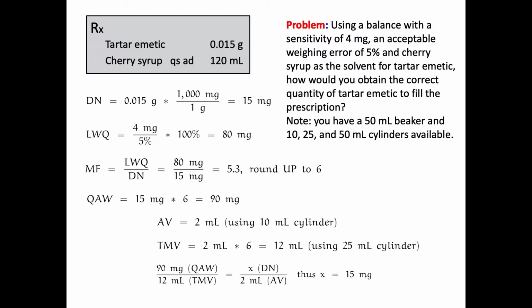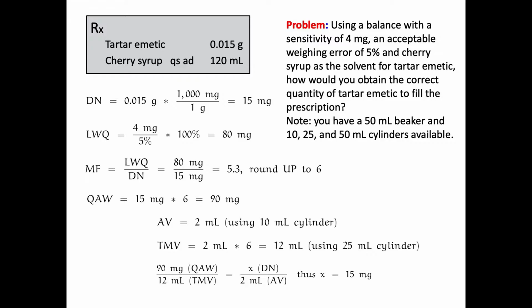At this point, I need to clarify some additional information. We know how much drug we're going to weigh, which is 90 milligrams. We're going to assume that the drug is freely soluble, so that the tartar emetic will dissolve in basically any reasonable volume of the cherry syrup. It's very water soluble, so it will dissolve. So we're not constrained by having to use a minimal amount of volume just to dissolve the drug. The drug will dissolve in pretty much any volume, so that frees up our ability to make some choices. So let's make a choice.